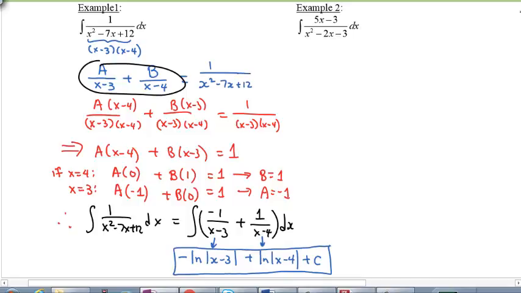The beauty of the partial fractions here, especially when they're linear factors in the denominator, is that the integral is just equal to natural log. Remember? The integral of 1 over x is just natural log of the absolute value of x plus c.